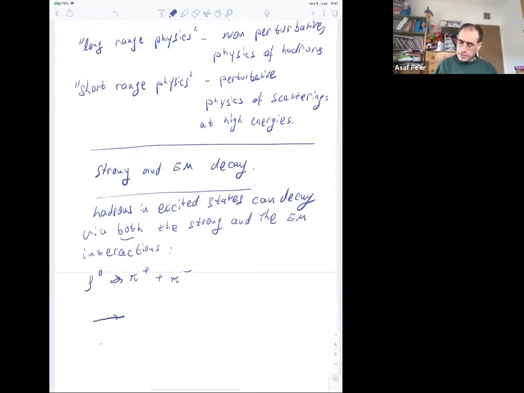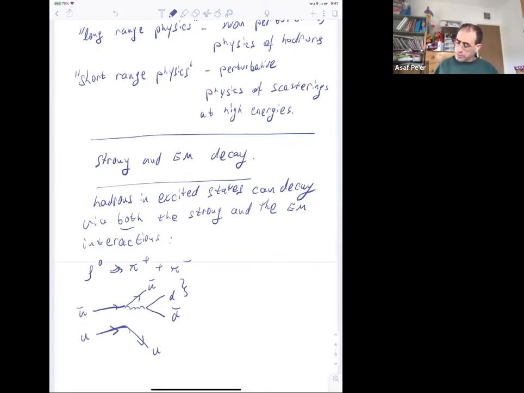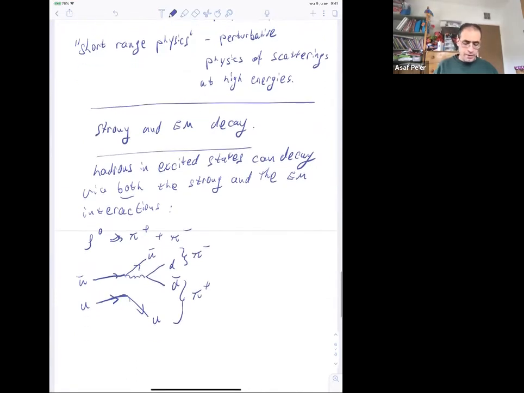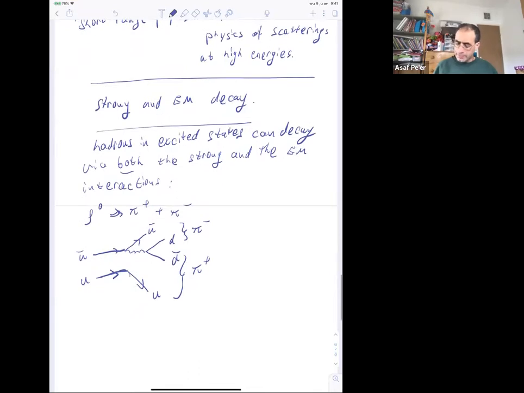So we have the rho meson, right? We have a U bar. So the U doesn't have anything to it. And the U bar can, instead, via the strong interaction, produce a pair of a down and anti-down. So this is the negatively charged pion, and this is the positively charged pion. But this can also happen electromagnetically.